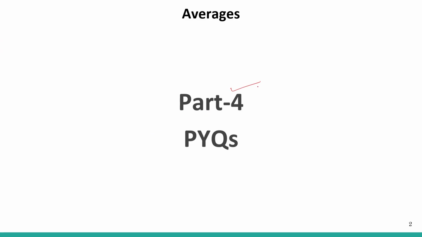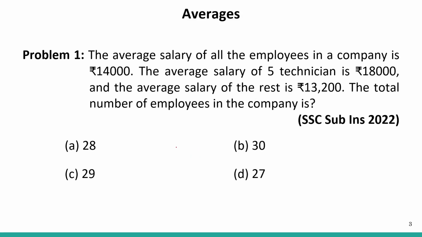So this is the fourth part in the lecture series and we'll be covering previous year questions. So let's start with problem number 1. The average salary of employees in a company is 14,000. So average salary is this much amount. The average salary of 5 technicians is 18,000, and the average salary of the rest is 13,200. Let the number of employees be A.